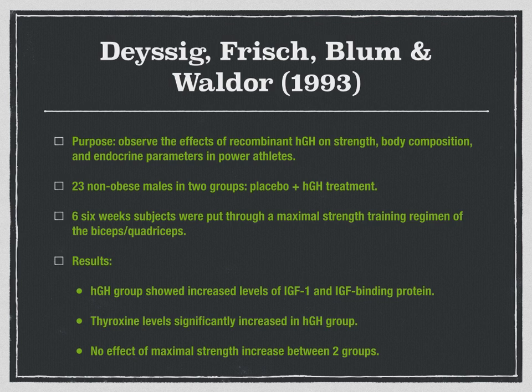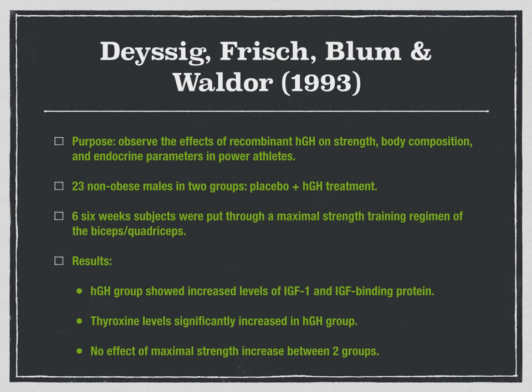Dasig, Frisch, Blum, and Waldor in 1993. The purpose was to observe the effects of recombinant hGH on strength, body composition, and endocrine parameters in power athletes. 23 non-obese males were split into either a placebo group or a hGH treatment group.